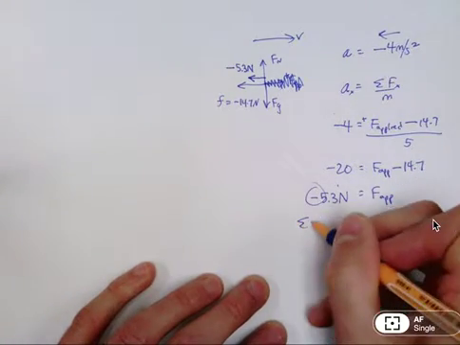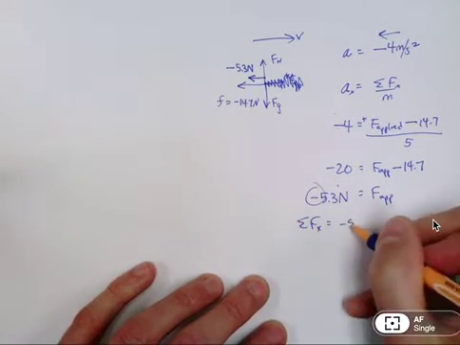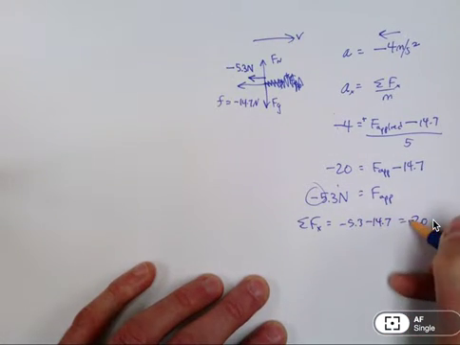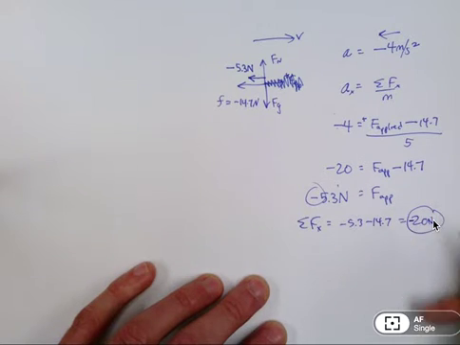So what is the total force in the x direction? Well, it's negative 5.3 minus 14.7. It's negative 20 newtons. And what is the acceleration? Well, that's given.